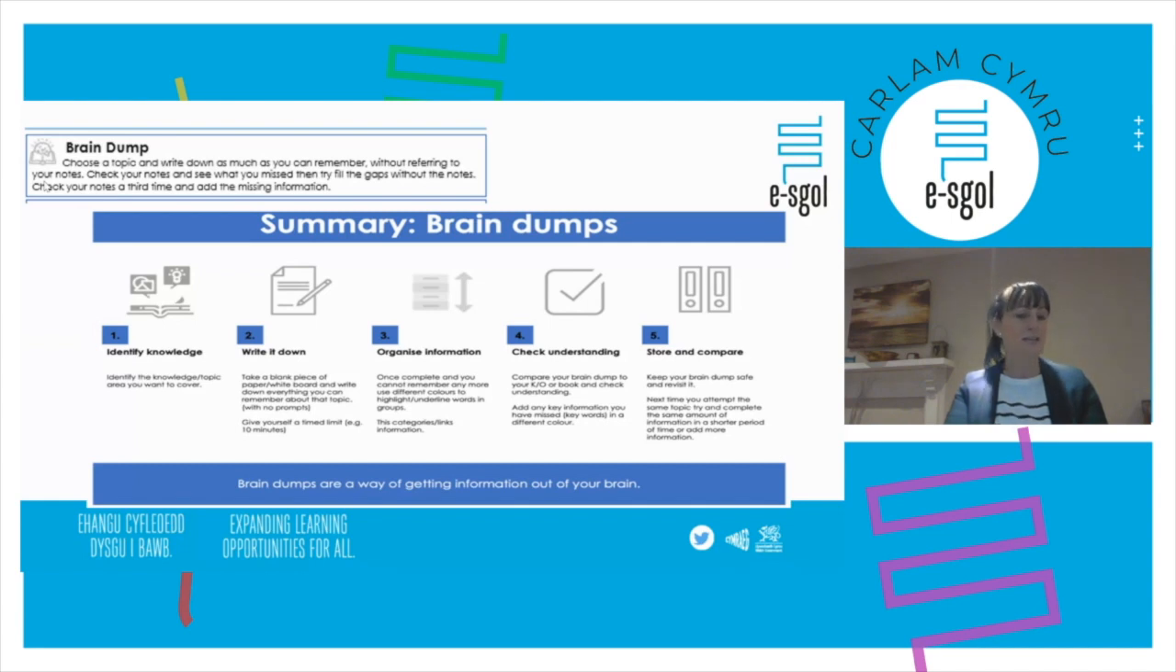So it's really good for identifying the knowledge you know and the knowledge you don't, obviously. You're writing things down, which is really good because you've got your paper and you're giving yourself maybe a timed limit as well, maybe 10 minutes to do that particular task. It's helping you to organize your information because once you can't remember anymore, you could add the extra things that you found out, maybe in a different color, to help them stand out.